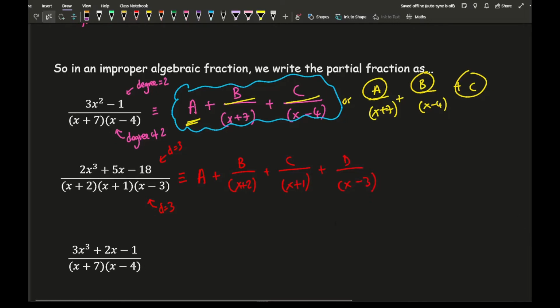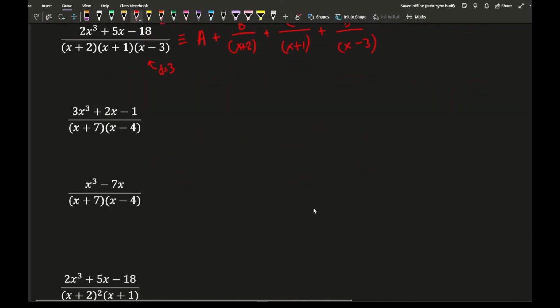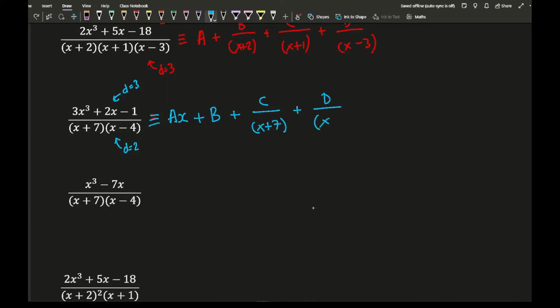For this third example here, if I just move the screen down, and let's go for a different colour. Let's go for blue this time. So looking at this, you can see that my degree of x is 3 at the top, but my degree at the bottom in the denominator is 2. So here, 3 take away 2 is going to give me 1, so I'm going to end up with ax, so a constant times x, plus a constant, plus c over the first bracket, plus d over the second bracket.